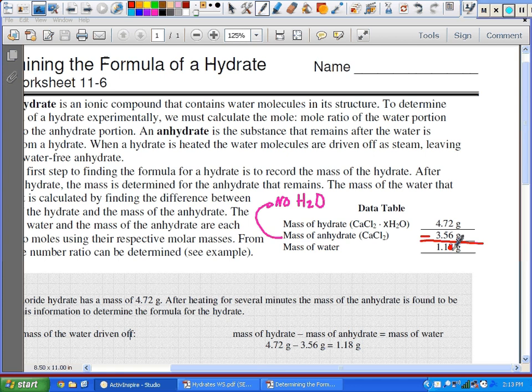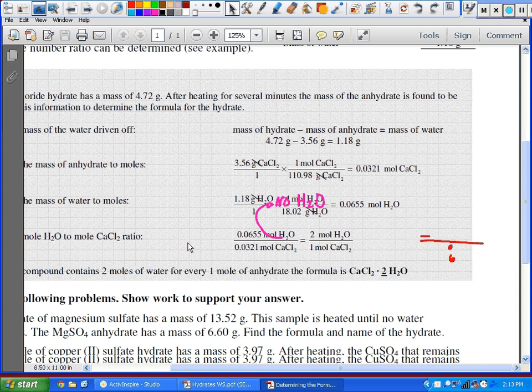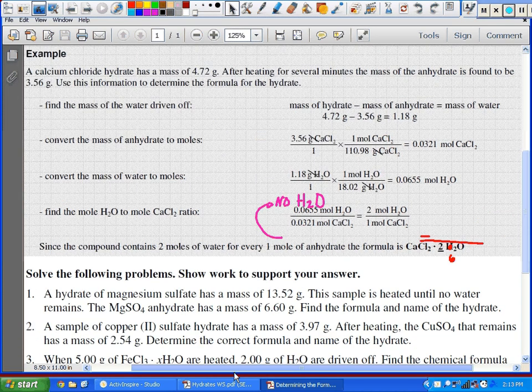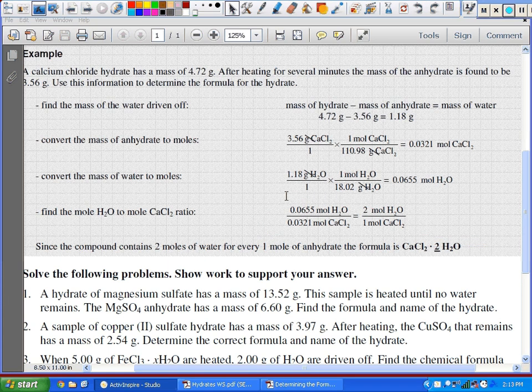Right now it's in grams. You got to change it to moles. Yep. All right, so let's look at the math that they did, and all of this is going to make sense, because the rest of it makes sense, I promise. All right. So we know to find the mass of the water, we're just going to do basic subtraction.